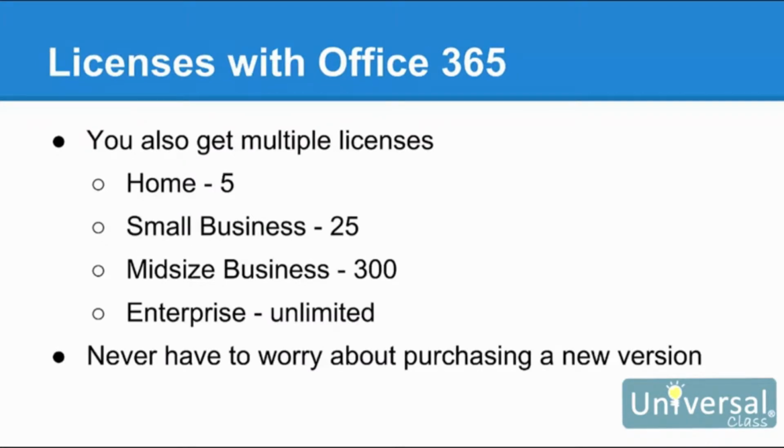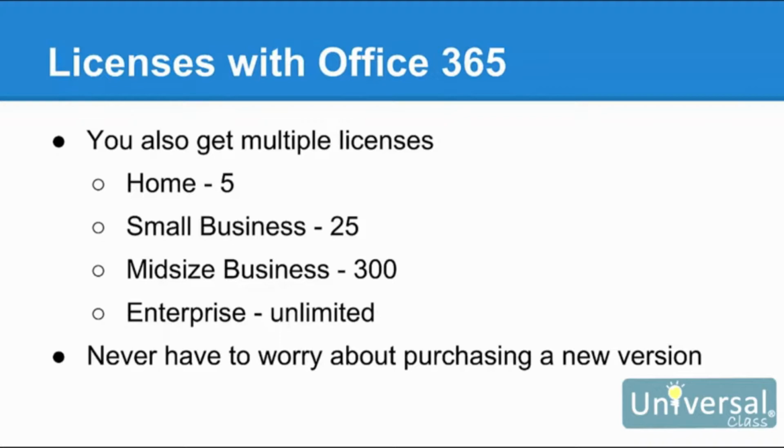As part of Office 365, you'll also be given multiple licenses, which will give you the ability to install the software on other computers as well. For the Home version, you get up to 5 licenses. The small business version comes with licenses for up to 25 users. The mid-sized business provides for up to 300 users. There's also an enterprise version for larger companies that offers unlimited users.